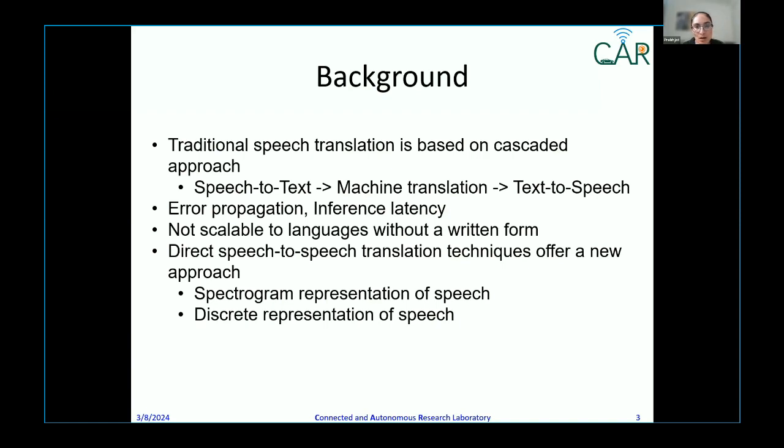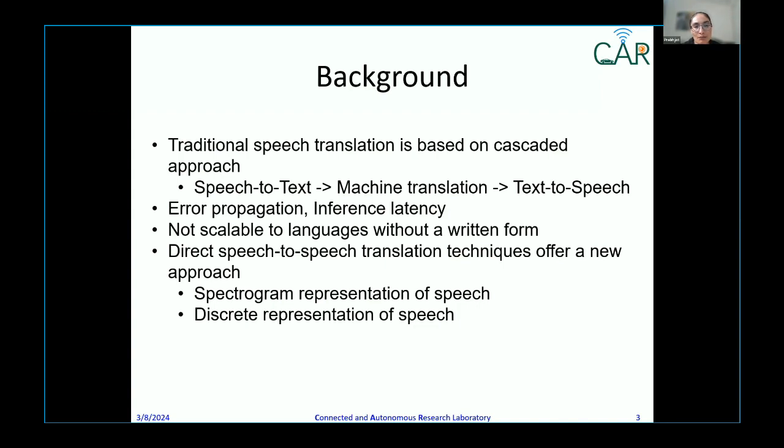This performs well. However, there are some limitations. First of all, because each of these subcomponents is separately trained, they already have some error in them. They're not 100% perfect. So when we use a pipeline, the error propagates from one model to the next step to the third step. So error propagation is one of the problems with the traditional approach, and of course the inference latency, because we are going through a number of steps to get to the final result.